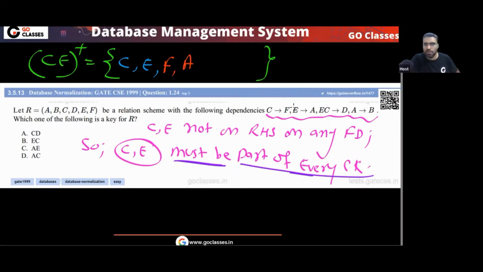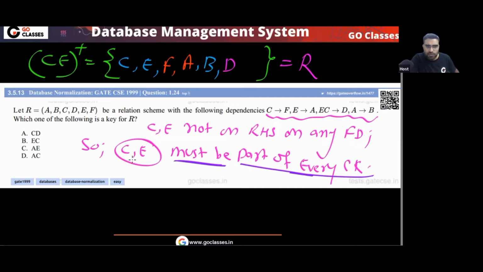What else? You can see A can determine B, so you got B also. What else? EC can bring D, right? Notice this. EC can bring D. So you got the entire relation R. The closure of EC is your entire relation R.